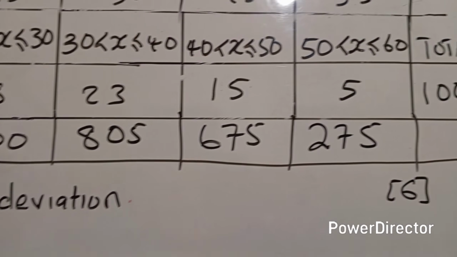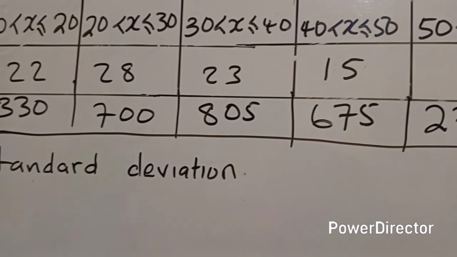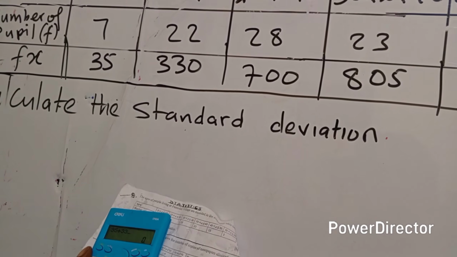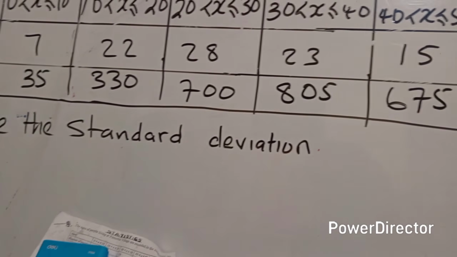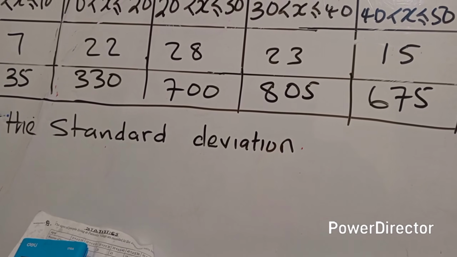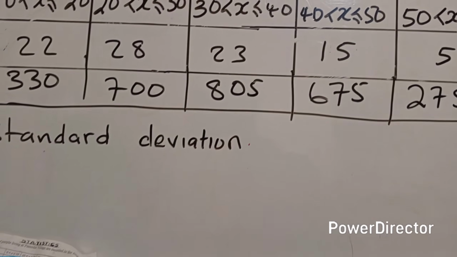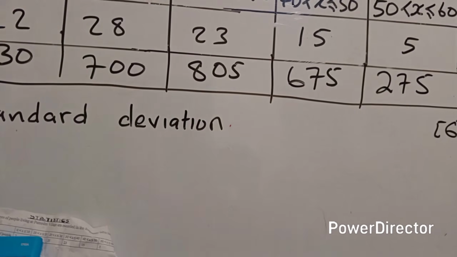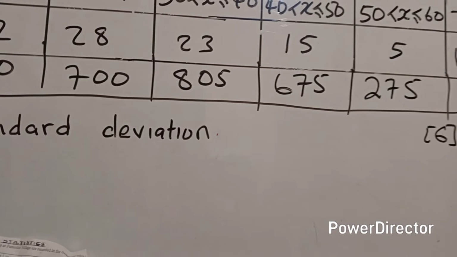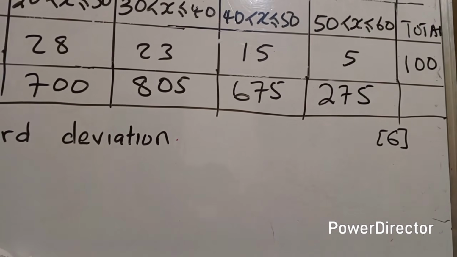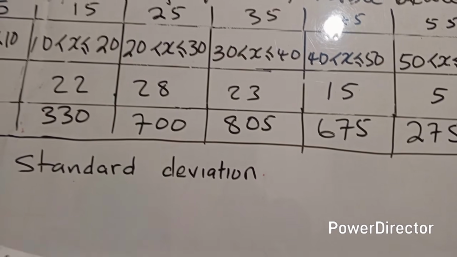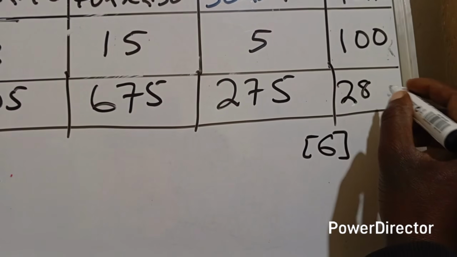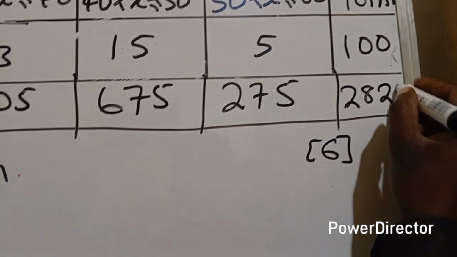Again, you come to this one. You just have to start adding: 35 plus 330 plus 700 plus 805 plus 675 plus 275. You end up having this number, which is 2820.